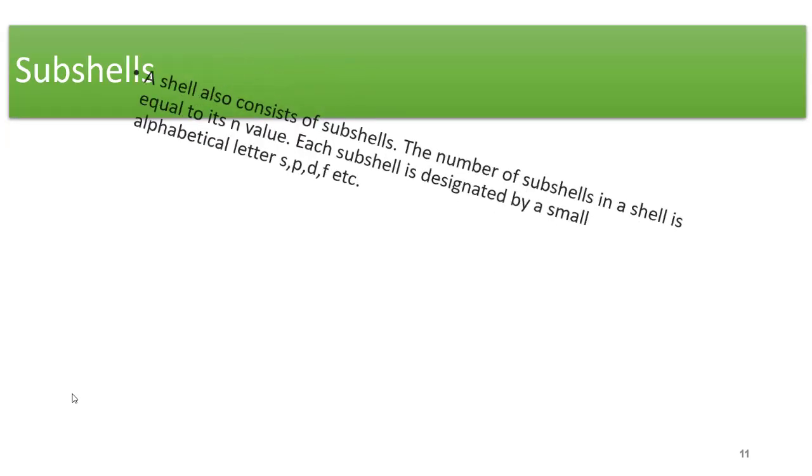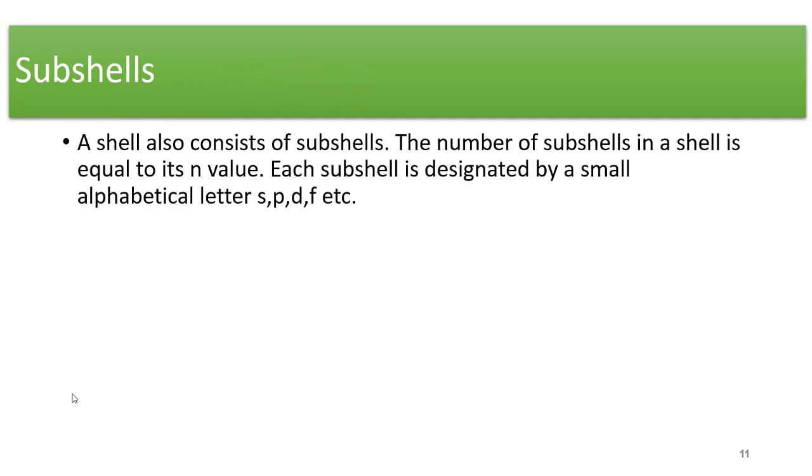Now we shall discuss subshells. A shell also consists of subshells and the number of subshells in a shell is equal to its n value. जैसे हम shells को designate करते हैं K, L, M के साथ, इसी तरह से subshells को हम designate करते हैं with small alphabetical letters s, p, d and f.